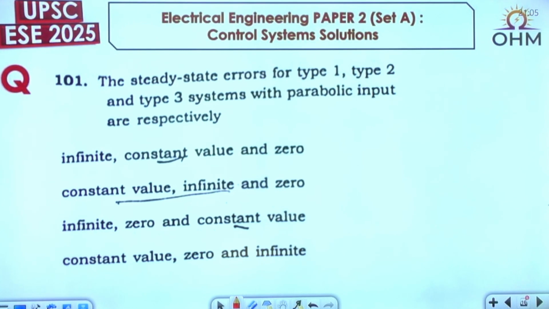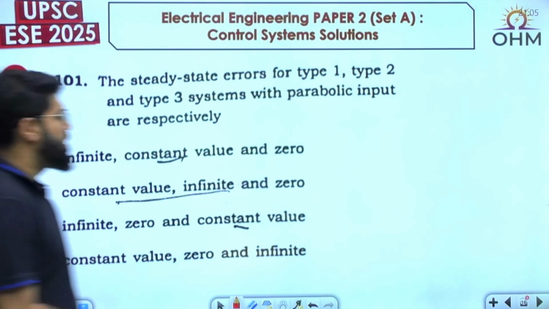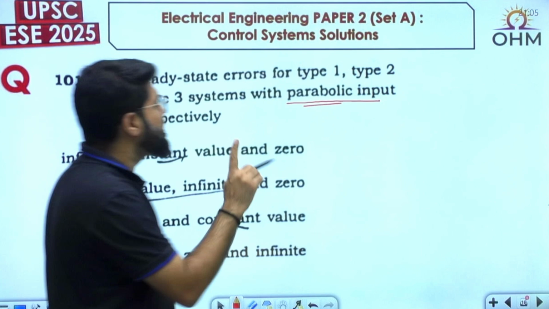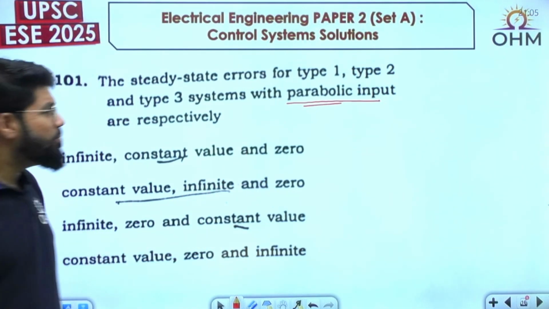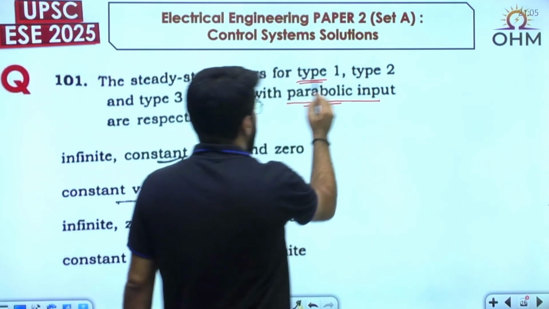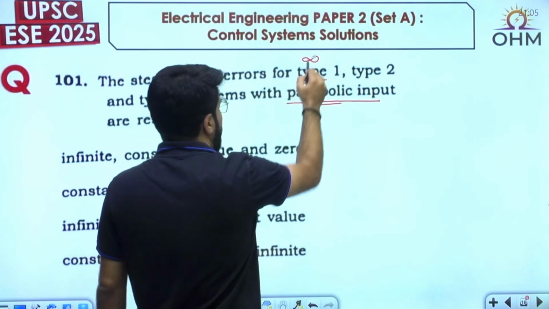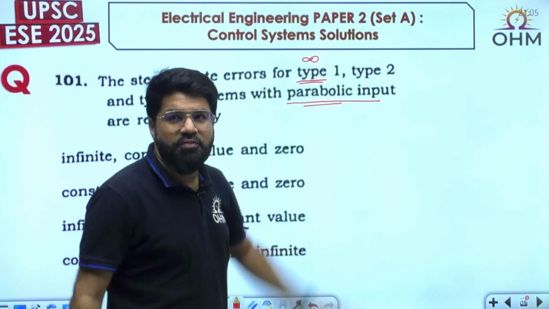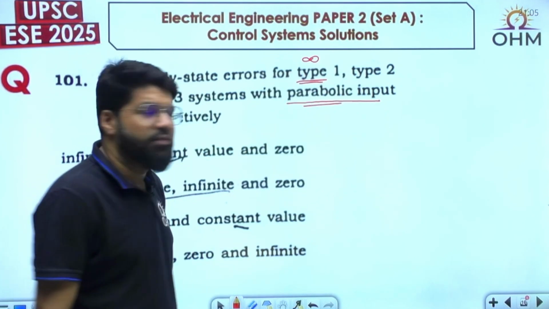The steady state errors for type 1, type 2 and type 3 systems with parabolic input. So, parabolic: if you talk about type 1, the error will be infinite, because with type 1, ramp will give the finite error, and parabolic is higher order, it will give infinite error.